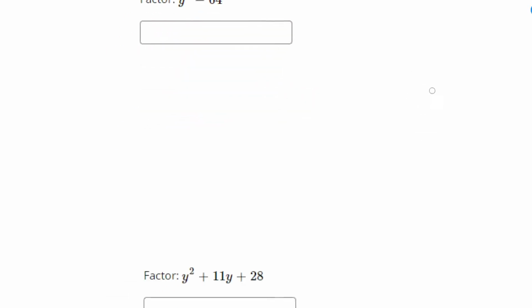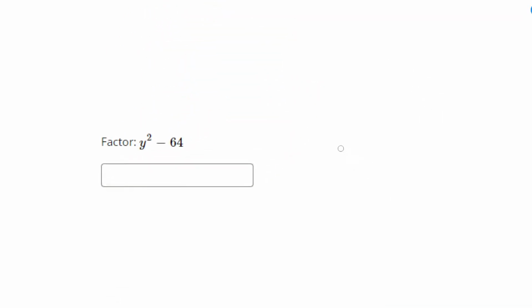Then we can factor this one. This one is a little more tricky because there's no b term in the middle. We'll get more into this in chapter 3.5.4. But for now, we're just going to keep doing trial and error.